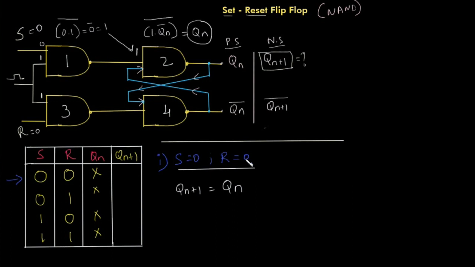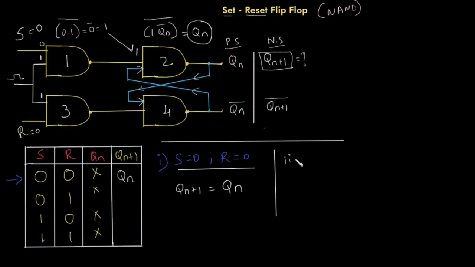R equal to 0. Since you have found out a value for Qn plus 1, you need not worry about what is happening for 3 and 4. So you can go to the truth table and write this is Qn plus 1. That means for S equal to 0 and R equal to 0, whatever is there in the present state will be going to the next state. There will not be any change. So we'll go with the next case.